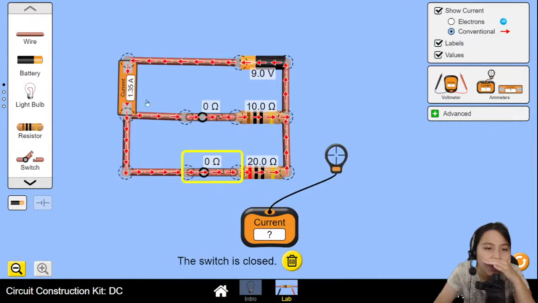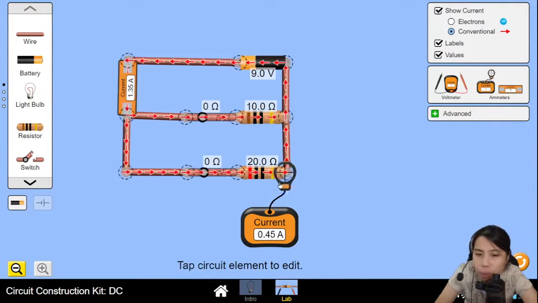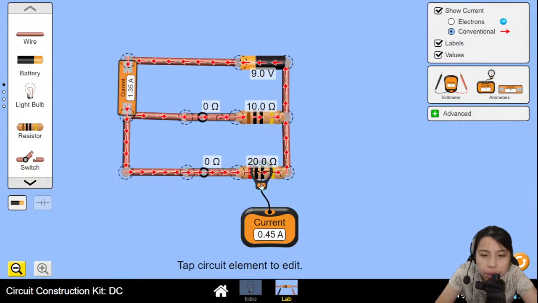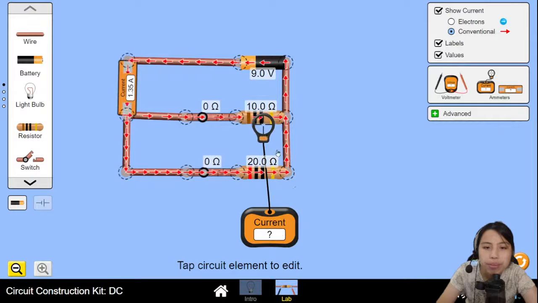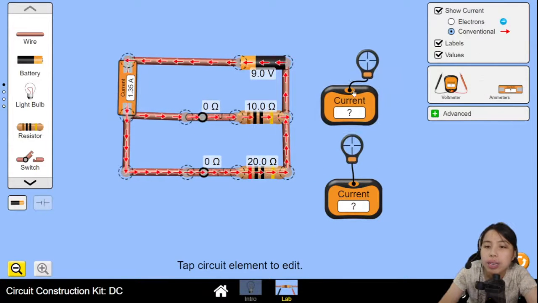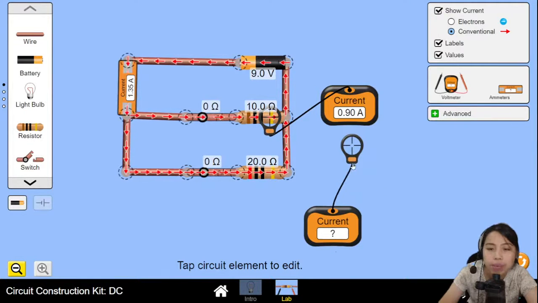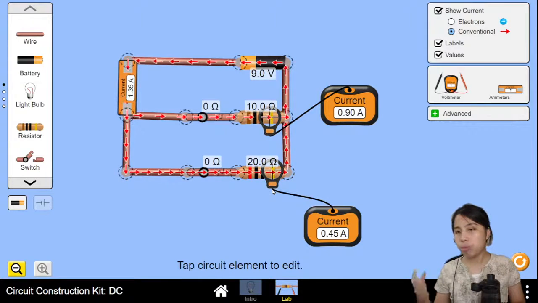And if this current is 1.35, this one is higher resistance, it should have a lower current, so 0.45 only. The other one, 0.9, double. 0.45 times 2 is 0.9. So if your resistance is half, your current is double. Okay, so go literally like play around with this experiment. You could drag as many current meters as you want to just see, until you can explain and understand with equations, diagrams, and make physical sense of it.